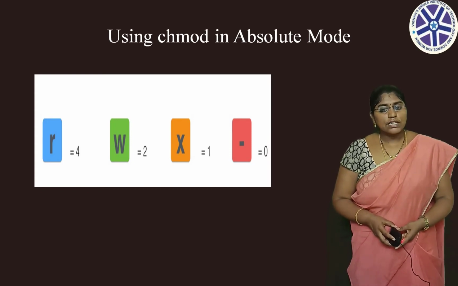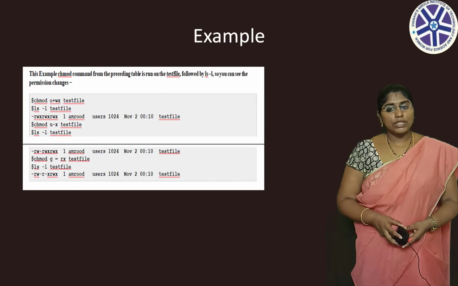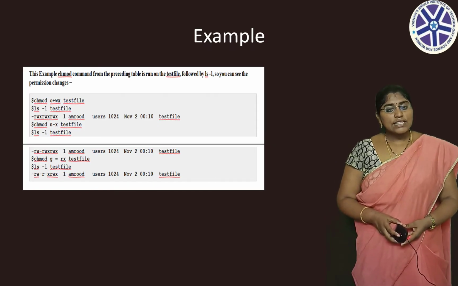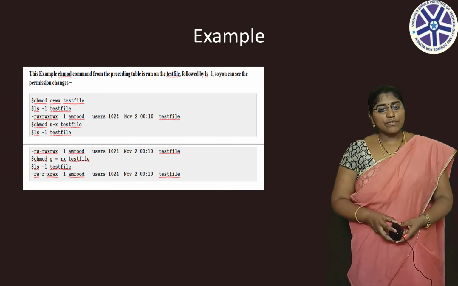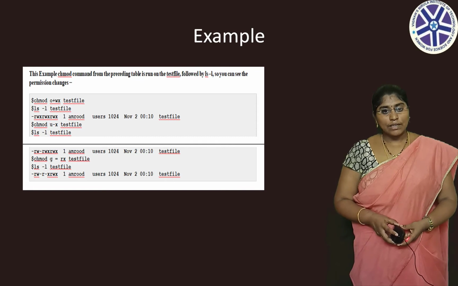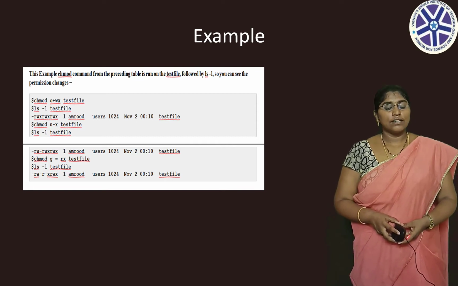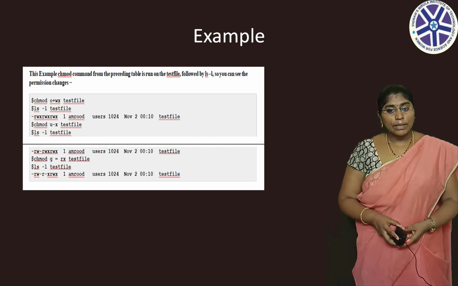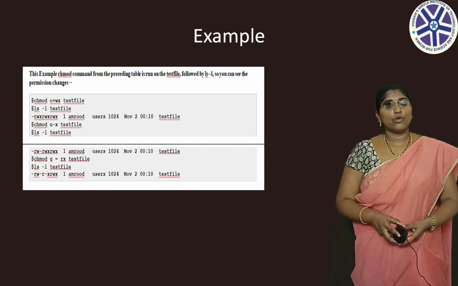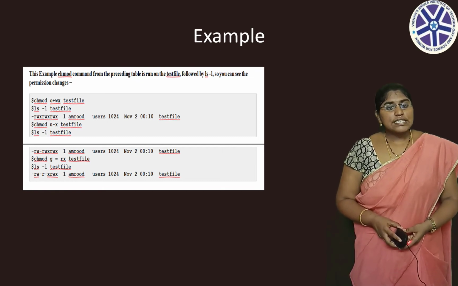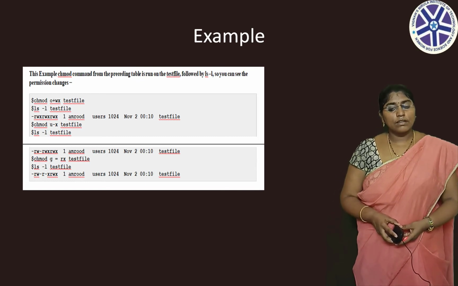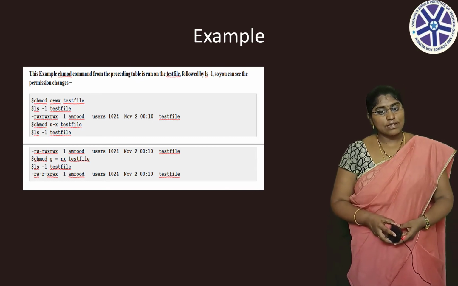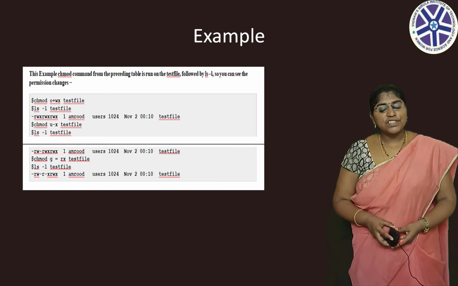Here is an example using the test file, running ls -l on the test file. It shows the file permissions as follows. $ls -l test file. So after applying the ls -l command on the test file, you can get the file type, file permissions, links, owner and group owner name, file size, last modification details, and the file name. Each example chmod command from the preceding table is run on the test file followed by ls -l. So you can see the permission changes.